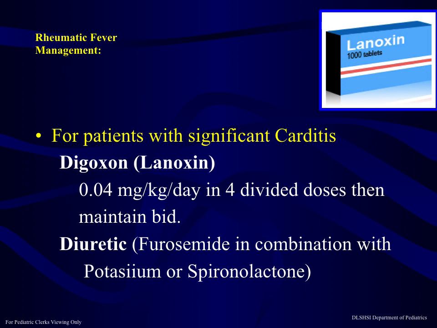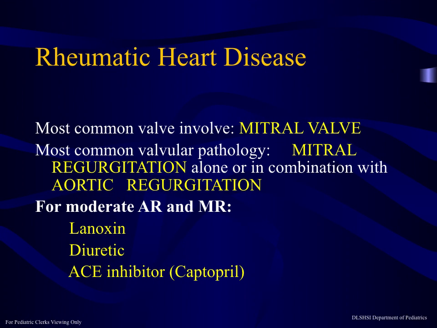For patients with significant carditis, you need to give digoxin or lanoxin, which is an inotrope, at 0.04 mg per kilogram per day in 4 divided doses, then maintain BID. Then you also give the diuretic furosemide in combination with potassium or spironolactone to decrease the degree of regurgitation.